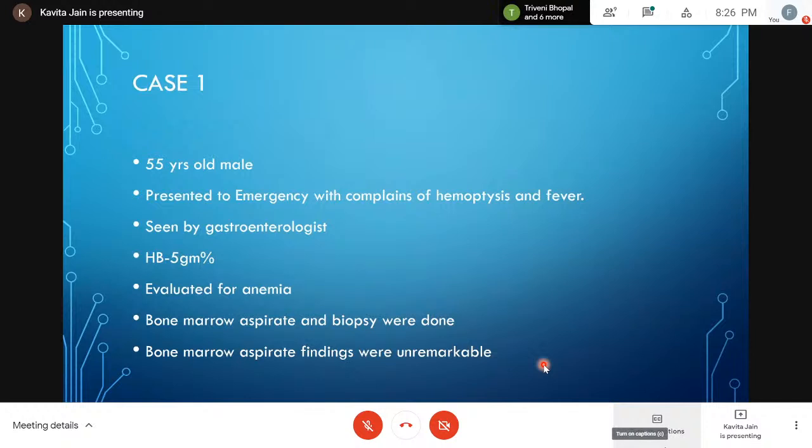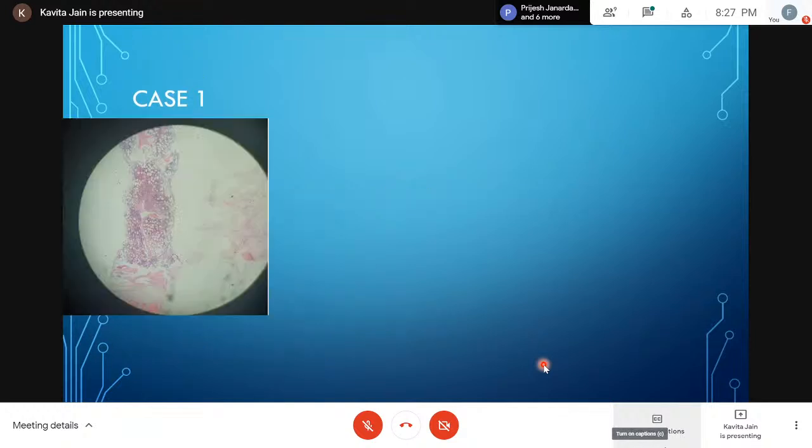Now, this was a 55-year-old male who presented to the emergency with complaints of hemoptysis and fever. He was seen by a gastroenterologist, and whatever the workup was, his hemoglobin was found to be 5 gram%. He was referred to a hematologist where he was evaluated for anemia. The bone marrow aspirate and biopsy were done, and the patient did not give any other significant history of the past. So the bone marrow aspirate findings were unremarkable. Now I'll show you the bone marrow biopsy findings.